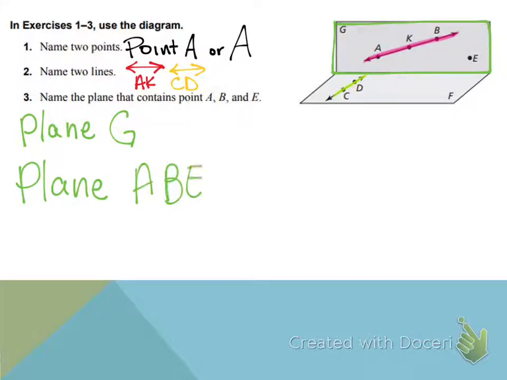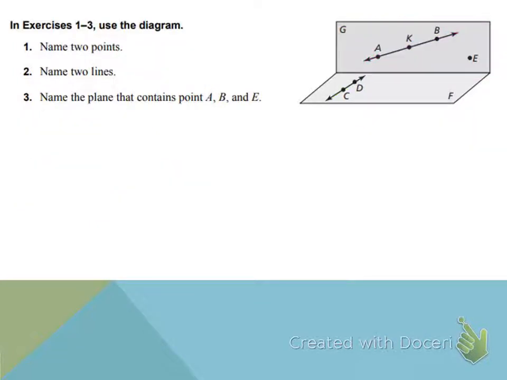What combination could I not say? I could not say plane A, K, B, and why can't I say that combination? They're on the same line. Could I use D to name this plane? No, because it's not on that plane. Good. And then there's one more, and then we start working on your notes.